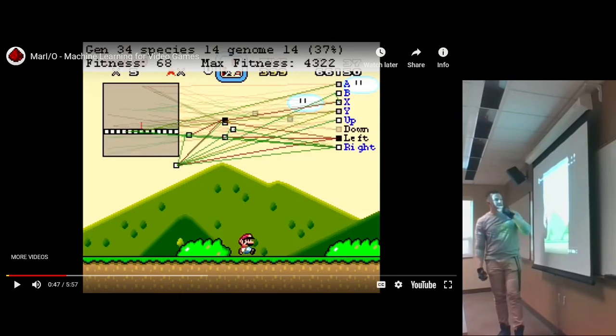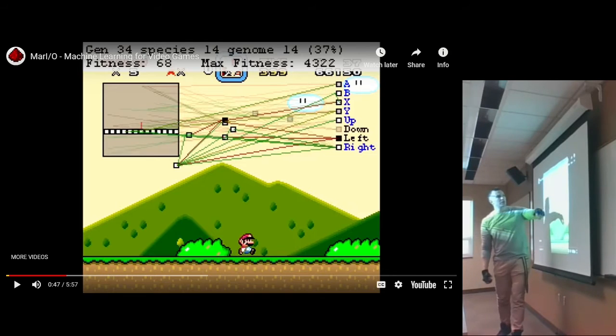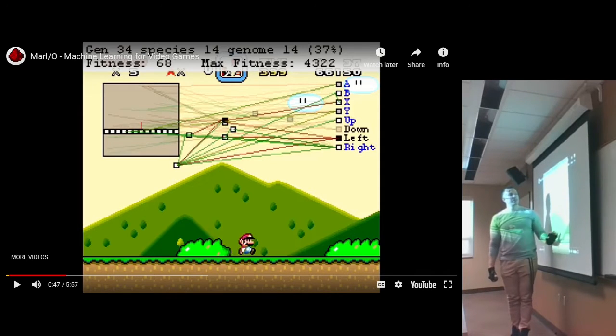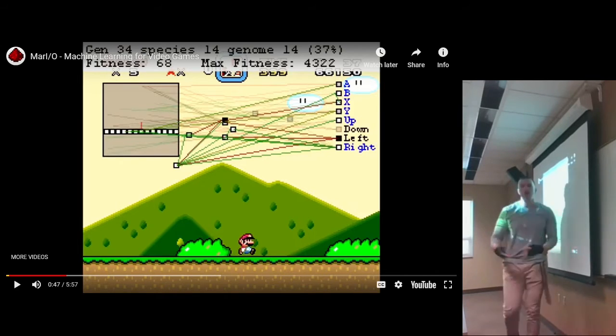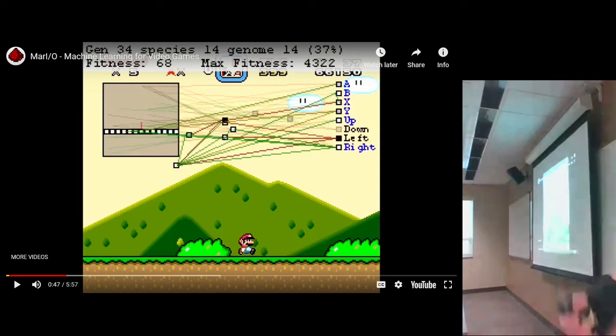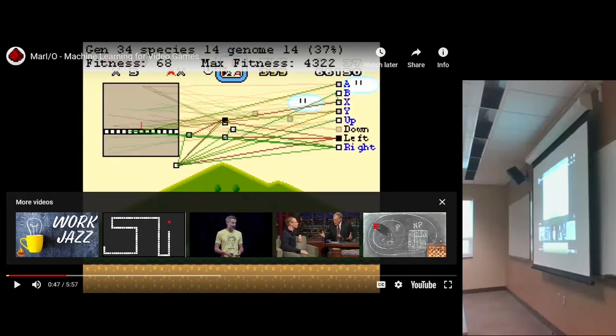And you'll notice that in this case, what's going on here is, I believe, left is not being activated because you're going right. Right is being activated. You can see there's almost no connections to down. And if you played Mario, I don't think down does anything, does it? No. So why would it even have the down there? So once again, it kind of learned on the fly.